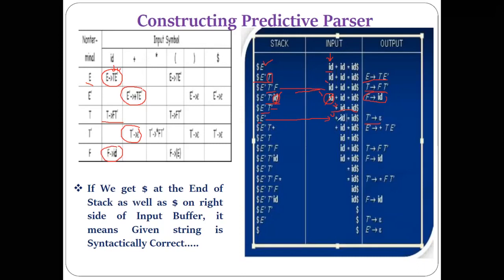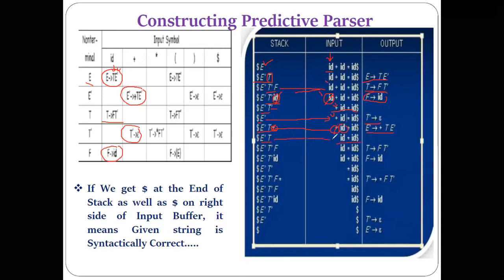So where we were, we were at this point. Result of what? E dash on the plus is giving us E dash deriving plus T dash. Now here E dash will be replaced by plus T dash, starting from the right hand side. Next we have to see the plus on the input. Our look ahead symbol is plus, and our top of the stack is also the plus. So these are matching. So this will get cancelled, and our look ahead input symbol pointer will proceed to the next input symbol. Now we have got E dash T, and input remaining is this.